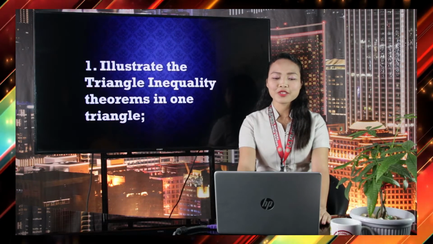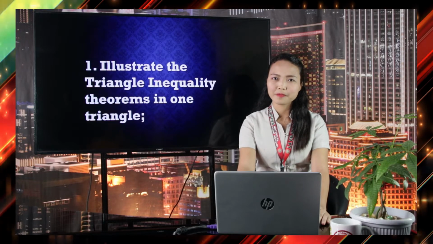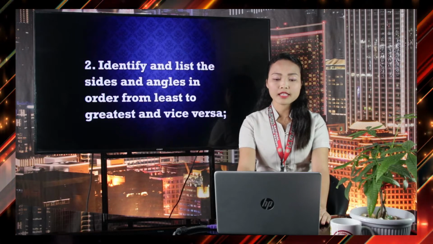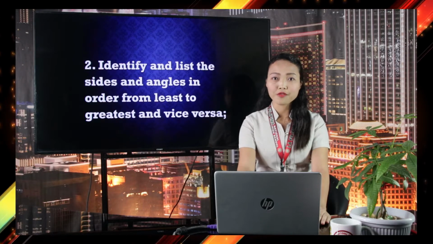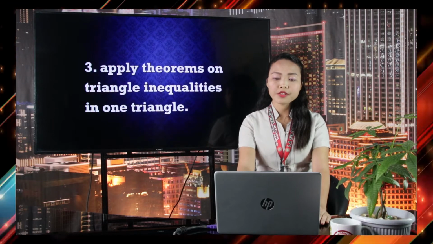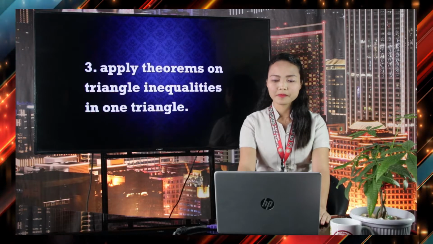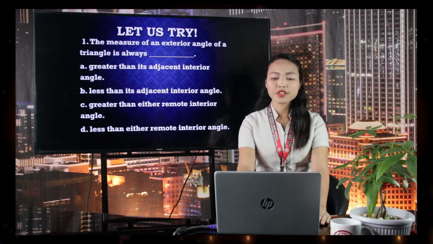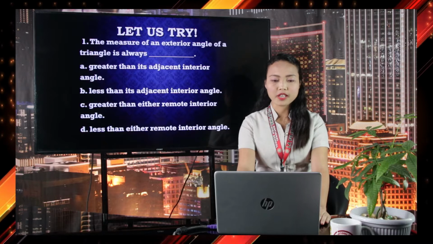first, illustrate the triangle inequality theorems in one triangle. Second, identify and list the sides and angles in order from least to greatest and vice versa. Third, apply the theorems on triangle inequalities in one triangle. Now, let us try to answer the following items, for this will lead us to our main topic for today.